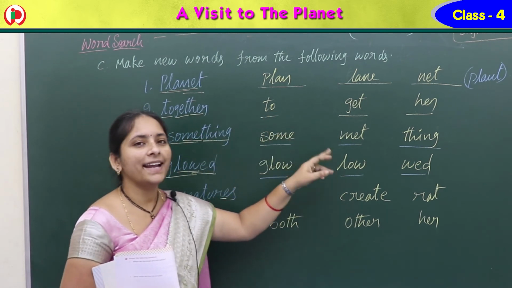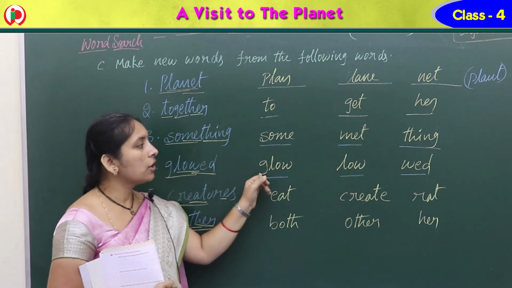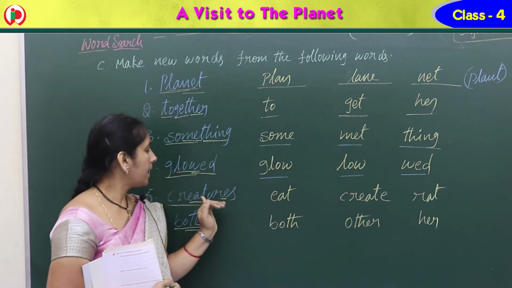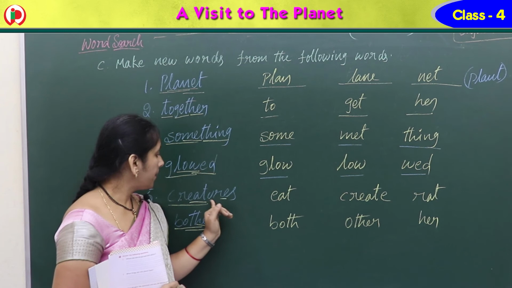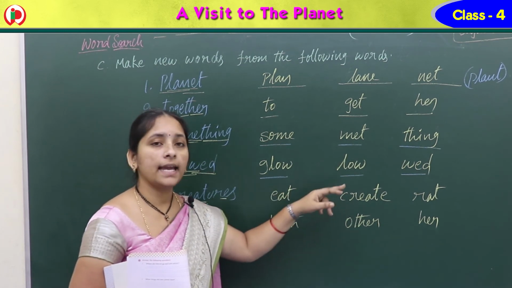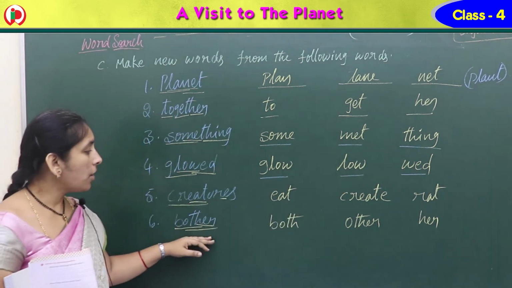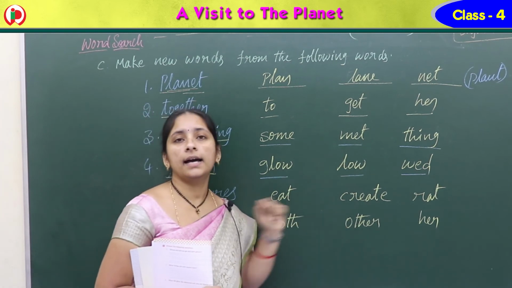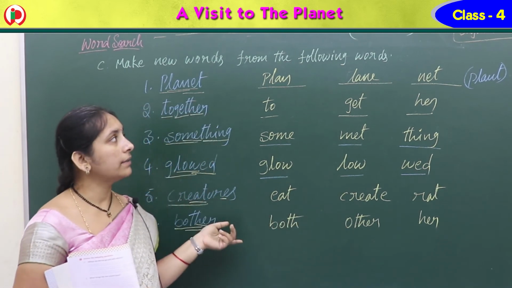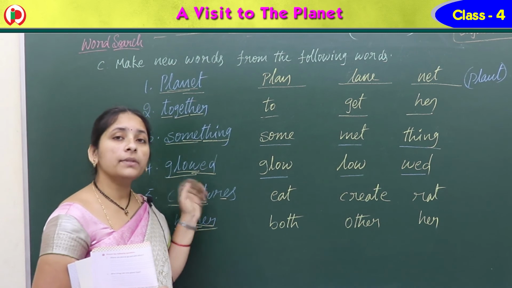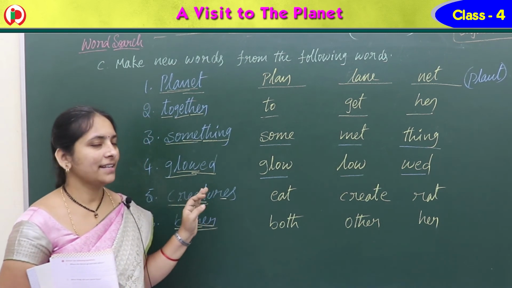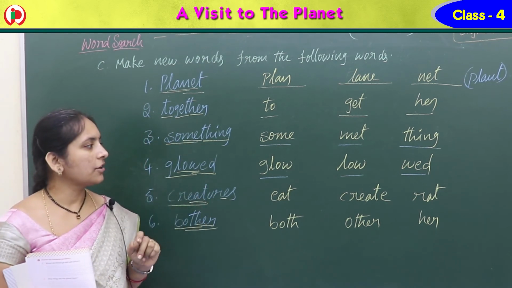Something: some, met, thing. Glowed: glow, low, wed. And next one, creatures: eat, create, rat. And bother: both, other, her. Right? So like this we have the words from the given word. Right, Nana? Right? You enjoyed it? Yes. Write your answers in your book, all of you.